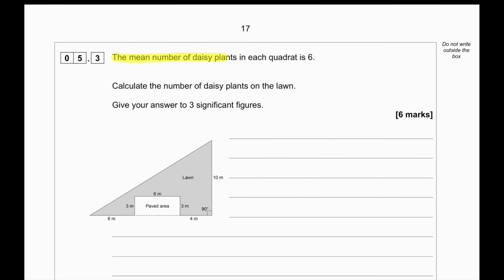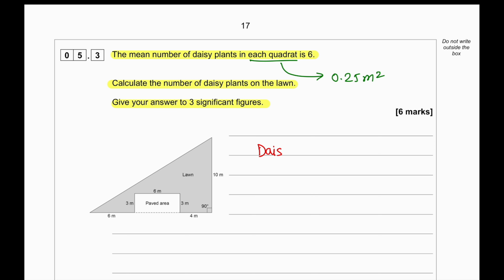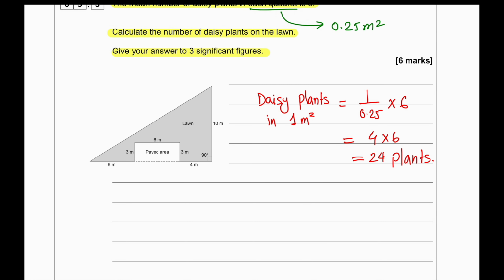The mean number of daisy plants in each quadrat is 6. Calculate the number of daisy plants on the lawn. Give your answer to 3 significant figures. First of all, each quadrat was 0.25 meter squared. So we will require how many plants in 1 meter squared. Since each quadrat is 0.25 meter squared, in 1 meter squared there are 4 quadrats. And then 4 quadrats multiplied by 6 gives us 24 plants.